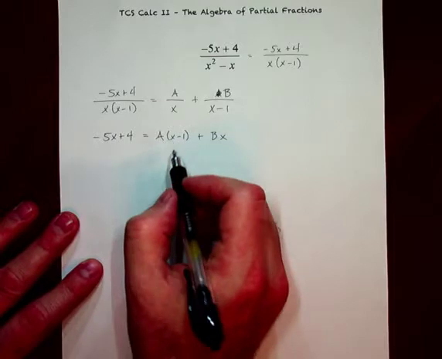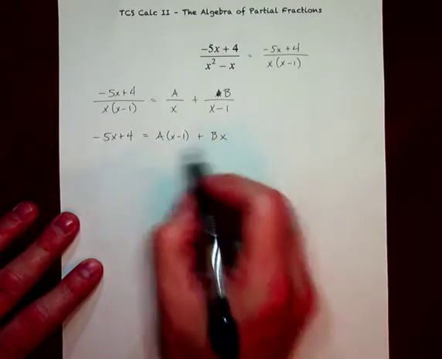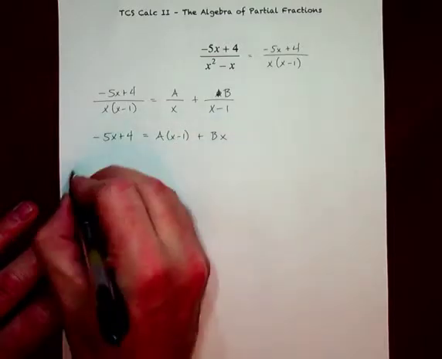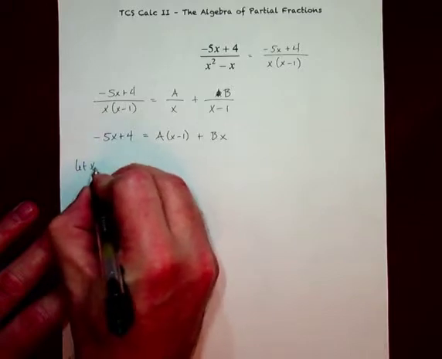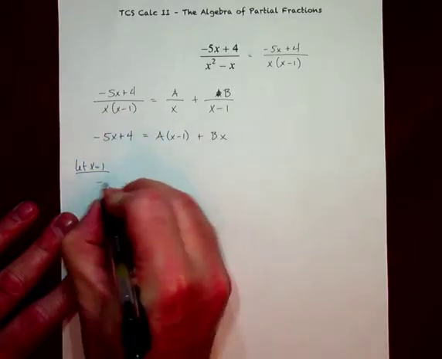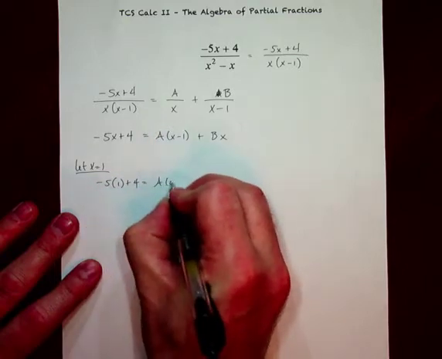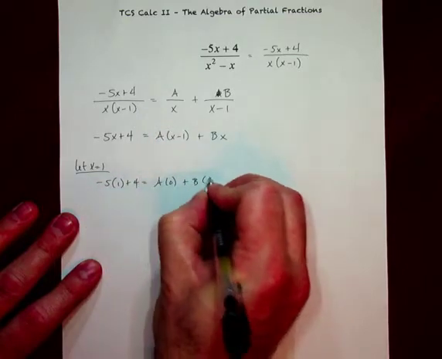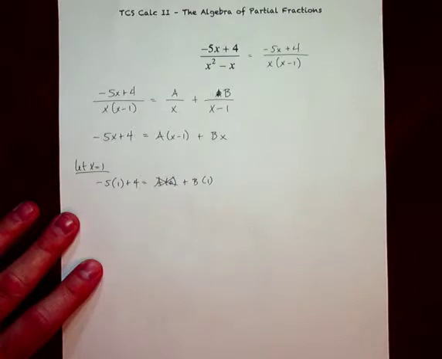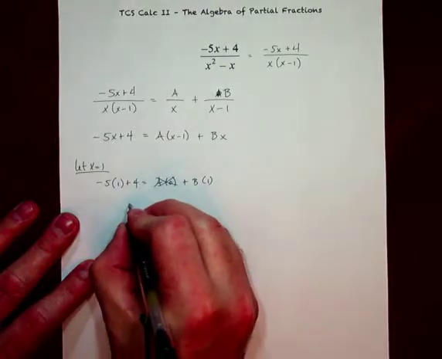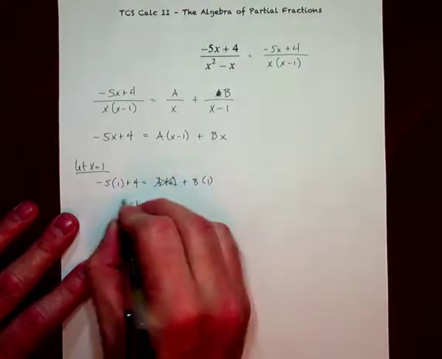Obviously, the values that are going to help us out the most are x equals 0 and x equals 1. So let's let x equal 1. And we get negative 5 times 1 plus 4 is equal to a times 0 plus b times 1. The a goes away. Again, that was kind of the point. And we get negative 1 is equal to b.